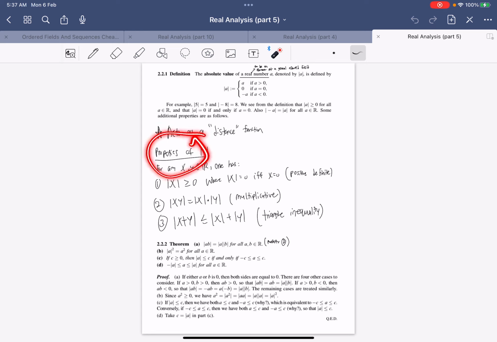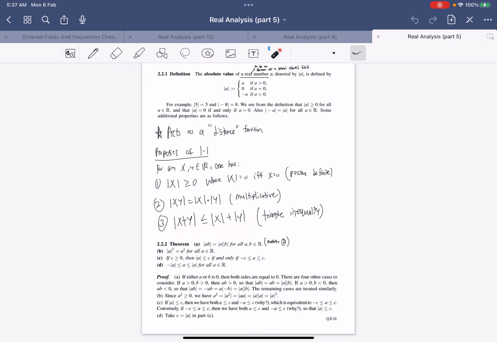And so some properties of the absolute value function that are important is that it is positive definite, meaning it's always greater than or equal to 0, and it equals 0 if and only if x equals 0, and it's quite clear from the definition why that is so. And then it is multiplicative, meaning the absolute value of x times y equals the absolute value of x times the absolute value of y. And it satisfies the triangle inequality as well.